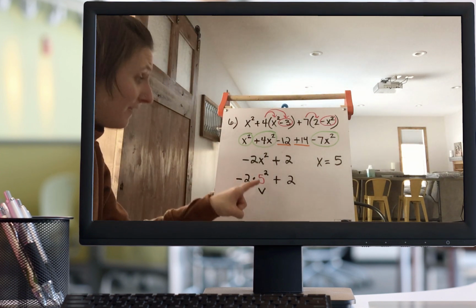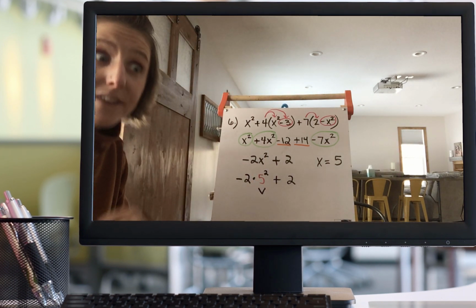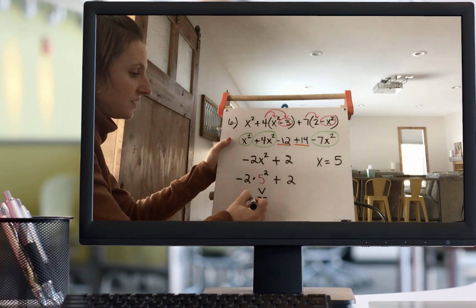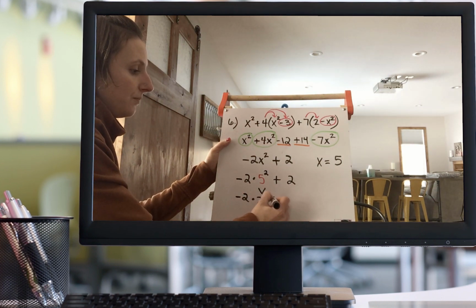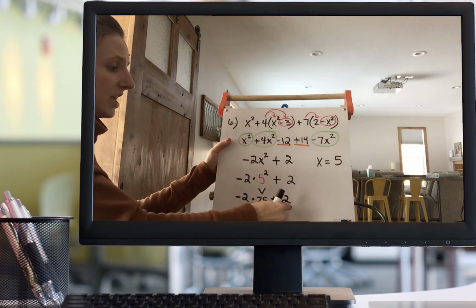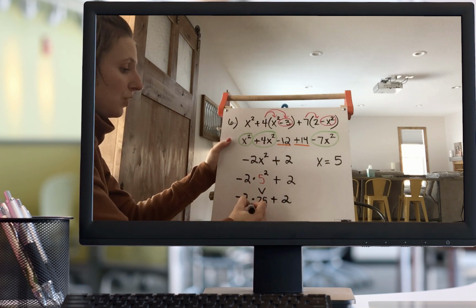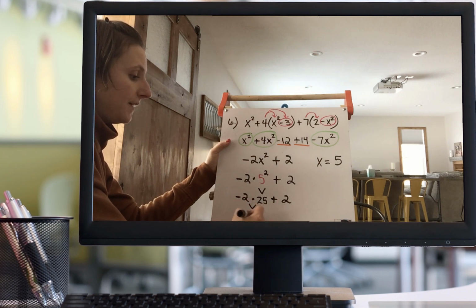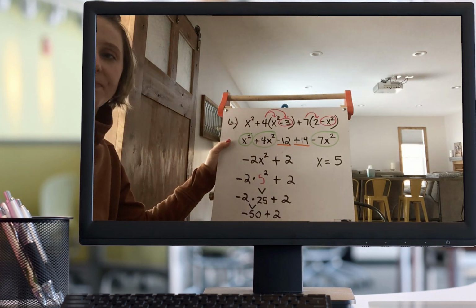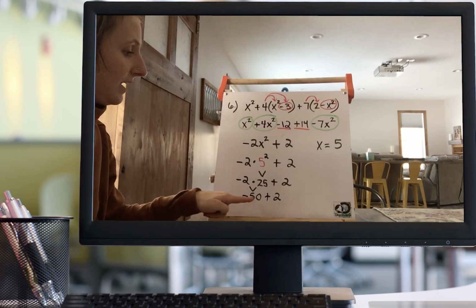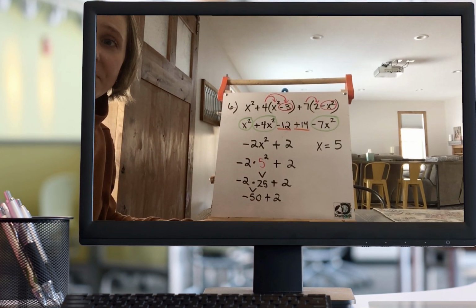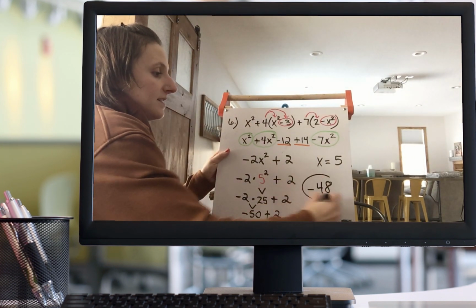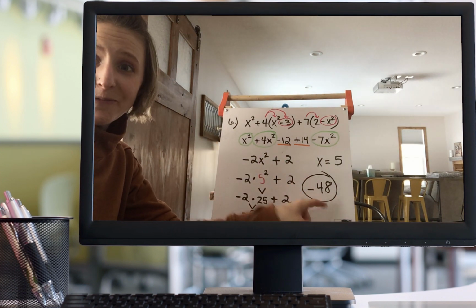5 squared means 5 is being used as a factor 2 times. So 5 times 5 is 25. And then I'm just going to bring everything else right down. Multiplication comes before addition. So -2 times 25 is going to give me a -50. And I'm adding 2. I'm getting a little low here. -50 plus 2, what is that going to give me? -48. I'm going to put that over here, -48. There is my simplified value.